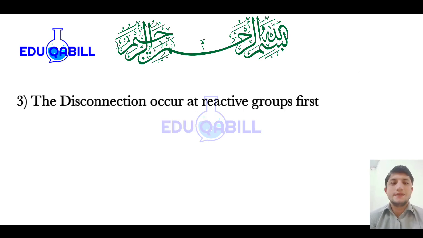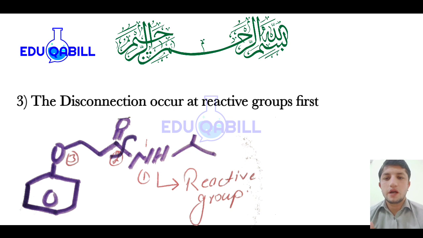Rule number 3 is that the disconnection occurs at the reactive group first. What is meant by the reactive group? You can see the compound on your screen. This compound contains three functional groups. One is amino, another is carbonyl, and the third is ether. But remember here, the carbonyl is a terminal group in this compound, so disconnection cannot occur at the terminal group. A terminal group cannot be disconnected.